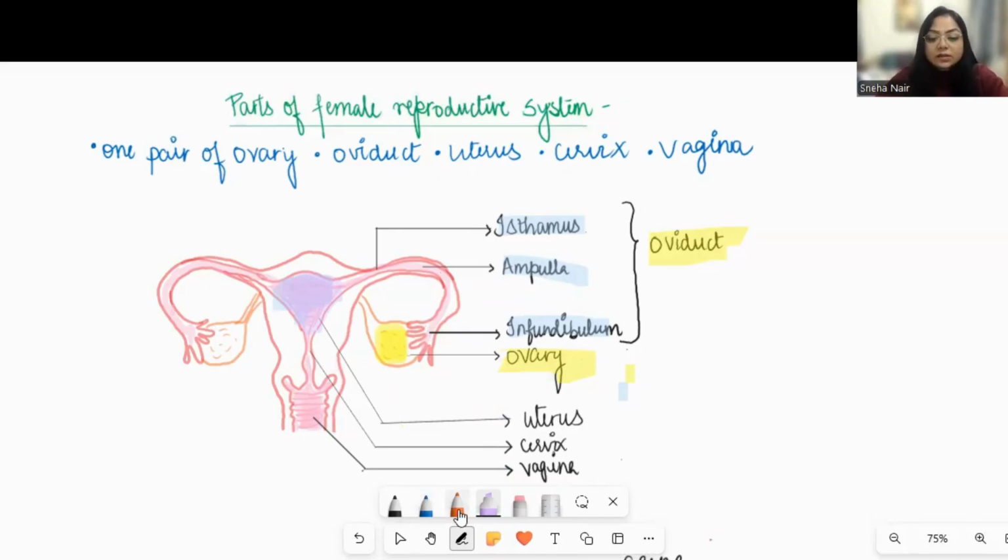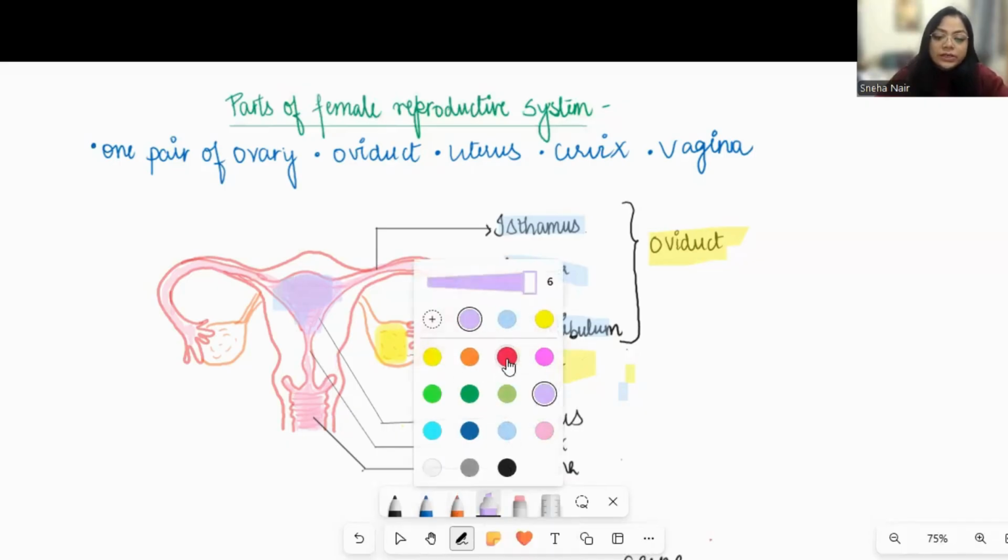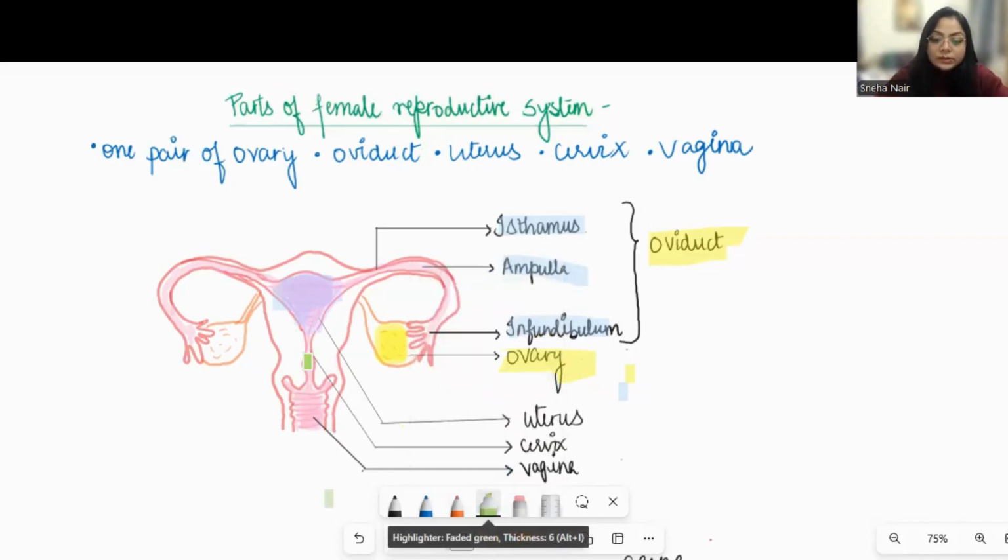And then we have the cervix and vagina. I'm marking them with green color. So this part is the cervix, and this lower part is the vagina. So this cervix and vagina serve as the birth canal, and help in delivery of the baby. So let us discuss each part in detail.